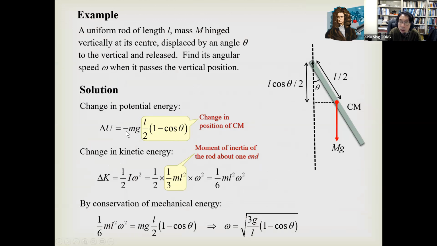If I multiply by mg, I have a minus sign. That's the change in potential energy. Okay. The kinetic energy change is half I omega squared, where omega is the angular velocity at the lowest position, the vertical position. And for a rod that is hinged at one end, the moment of inertia is 1/3 mL squared. Okay, so now I have 1/6 mL squared omega squared. Okay, and of course I equate the change in potential energy to the change in kinetic energy. I put the absolute sign and equate that, and I get the omega. The omega is the angular velocity when the rod is vertical. Okay, so in terms of energy, I solve this problem. Okay.